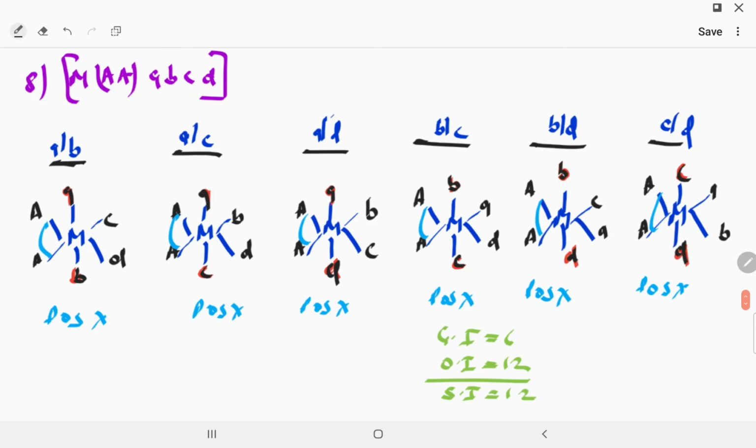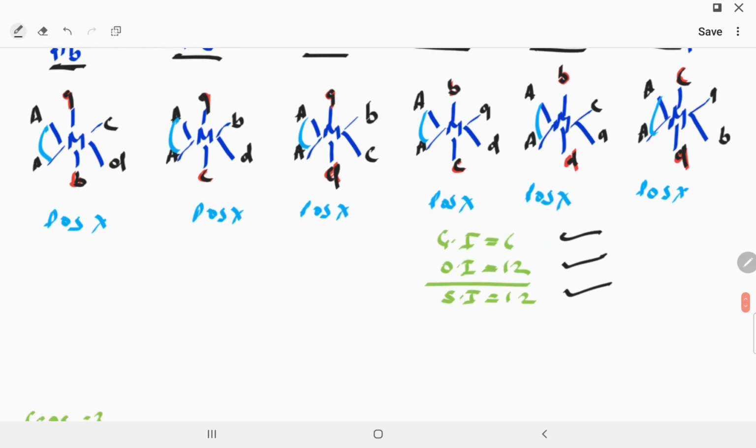So all will show optical isomers because there is no POS plane. So we can say there are 6 geometrical isomers, so optical are 12, total isomers are 12. I hope, guys, this is very clear to you. Now we are going to the next one.